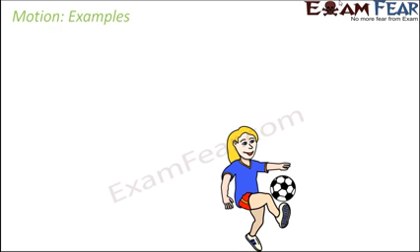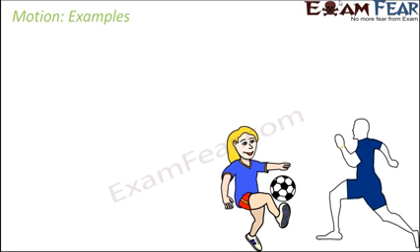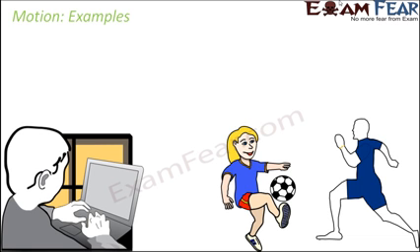Let's look at a couple of other examples. Whenever we talk about motion, it is not always something related to objects. Even we move. Anything that is undergoing a change in position with time is said to be in motion. For example, while playing, you are running, so obviously you are in motion because your position is changing with time. Your hands are moving, your legs are moving. While running, you move from one place to another, so your position changes with time. So you are in motion.